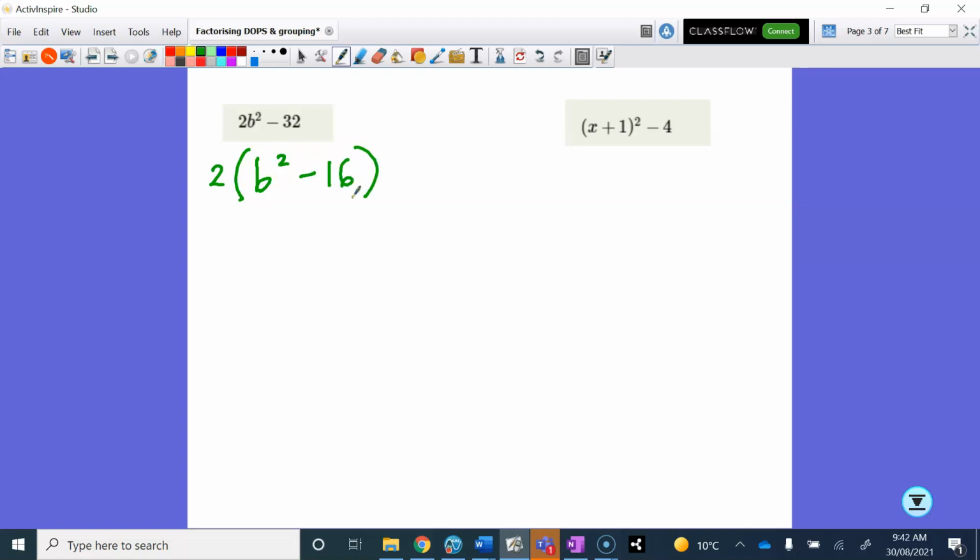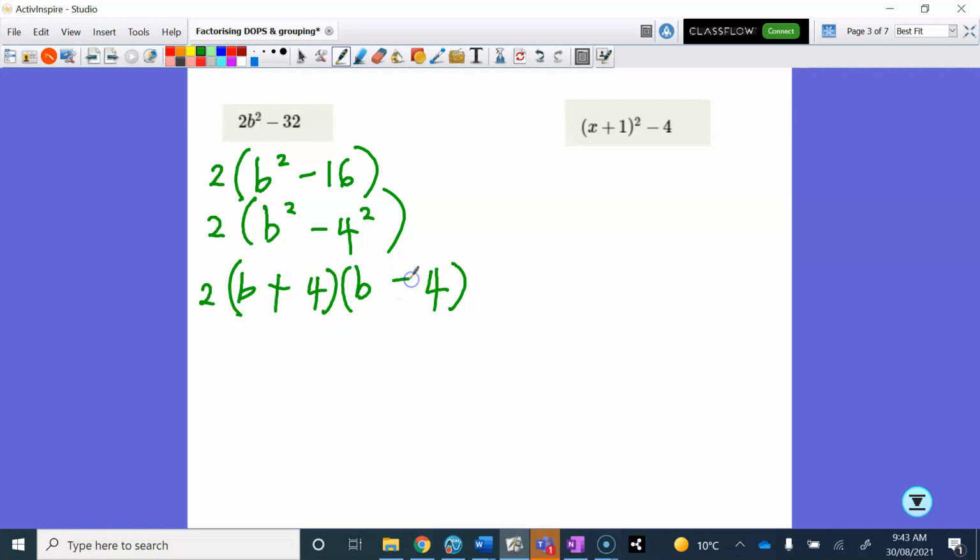what happens then is that 2 removed from that expression leaves me with a difference of perfect squares inside that bracket. So you can see I could rewrite that as 2 times b squared take away 4 squared. So now I have a difference of perfect squares inside the bracket with a 2 outside the bracket. I just leave my 2 outside the bracket, and then with that difference of perfect squares, b squared minus 4 squared, I can go b in front of both brackets, 4 at the end of both brackets, and a plus and a minus in the brackets.